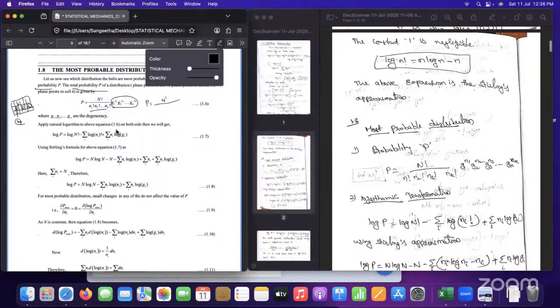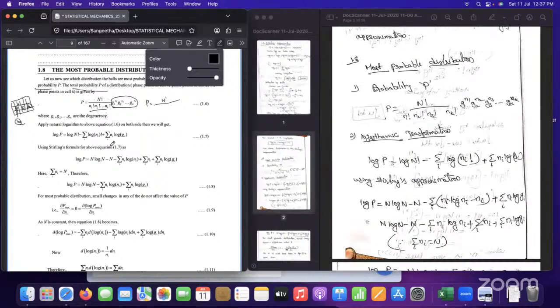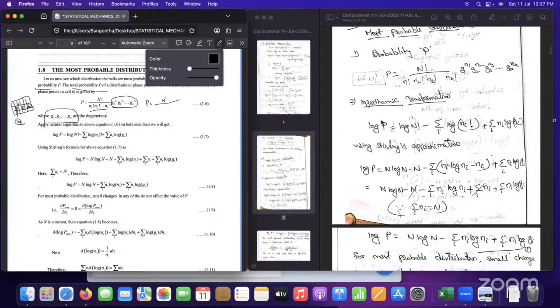Here, the approximation is completed. Now we will see how it is written directly. What is P here? P equals capital N factorial by N1 factorial, N2 factorial, N3 factorial up to Nk factorial, and here we have G1 to the power of N1, G2 to the power of N2, G3 to the power of N3, up to Gk to the power of Nk, where G is the degeneracy factor. I am taking log on both sides. After taking log on both sides, what will we get? Log P equals, from the numerator, log N factorial.